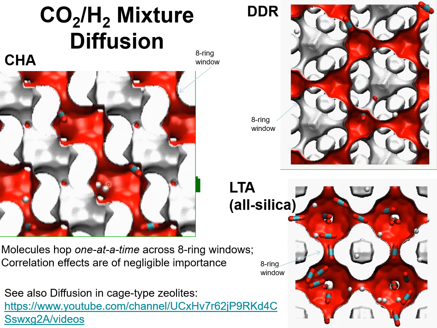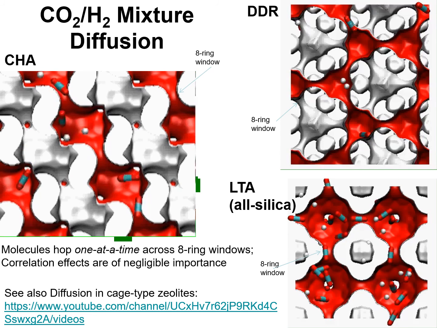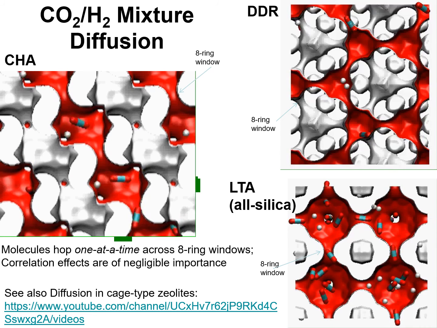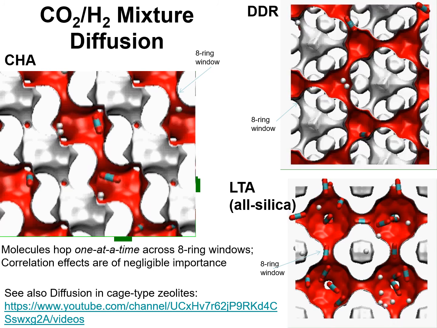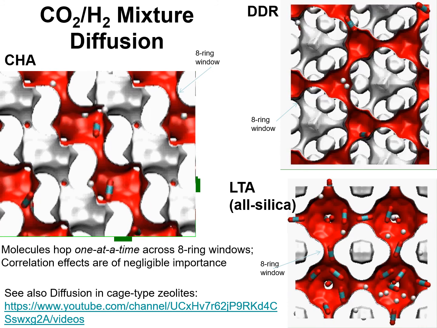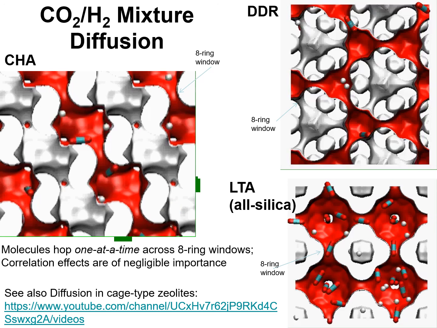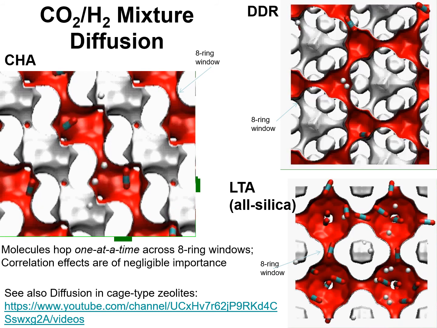jumps are therefore not correlated. Let's see animations to illustrate that. The white spheres are hydrogen, and these pencil-like molecules are CO2. And you can see hydrogen undergoing intercage jump, but one at a time. Yeah, there you see it.